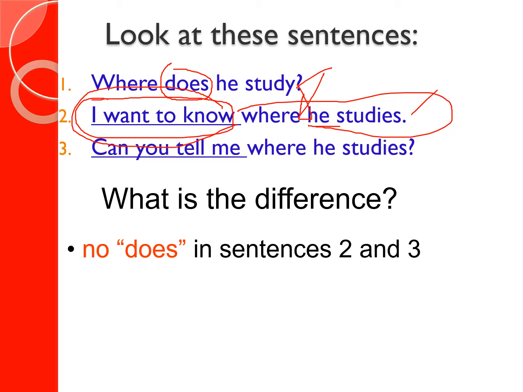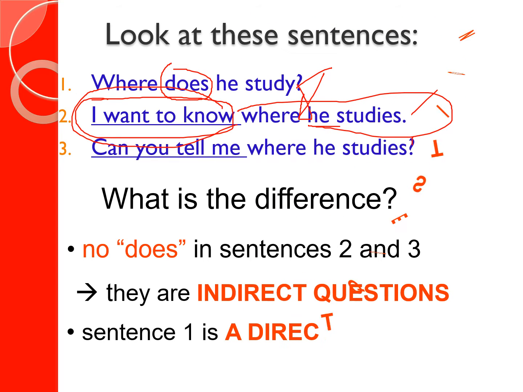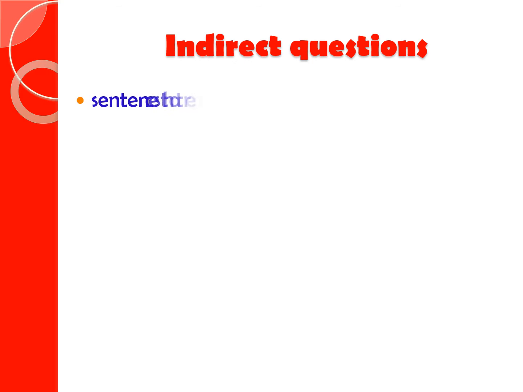Can you tell me what the difference is? There is no question in sentences 2 and 3. Another difference is that they are indirect questions. Sentence 1 is a direct question, as you already noticed. See, indirect questions.